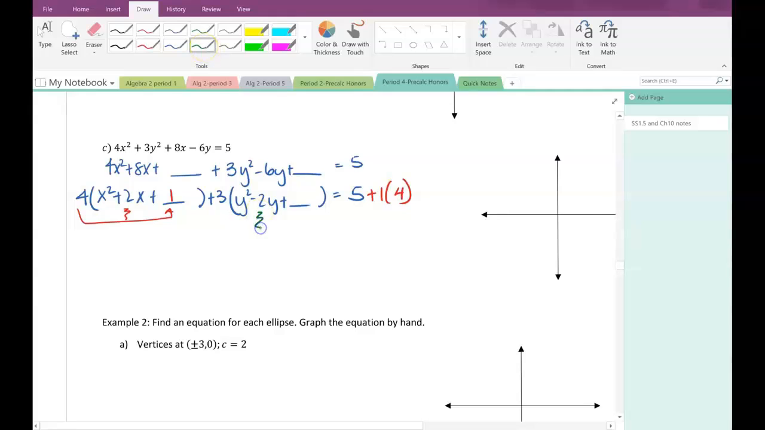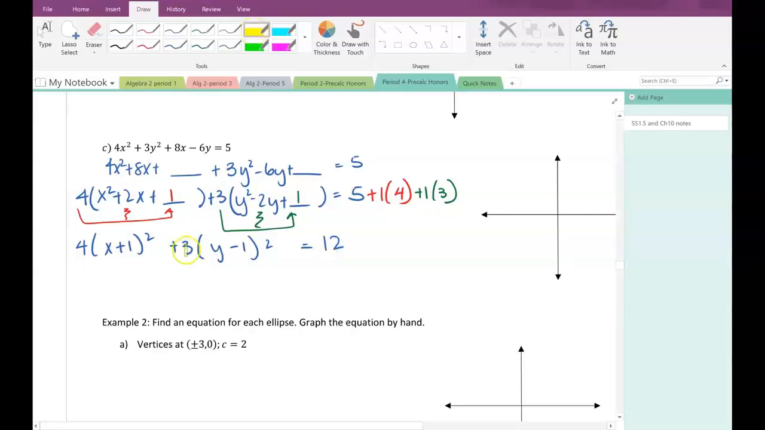Over here, half of 2 is going to be 1. 1 squared is 1. Same thing, except again, this thing gets multiplied by 3. So we are going to multiply the right side by 3 as well. Then from here, let's factor. So (x + 1) quantity squared, drop down your 3. (y - 1) quantity squared equals 5 plus 4 is 9. 9 plus 3 is 12.